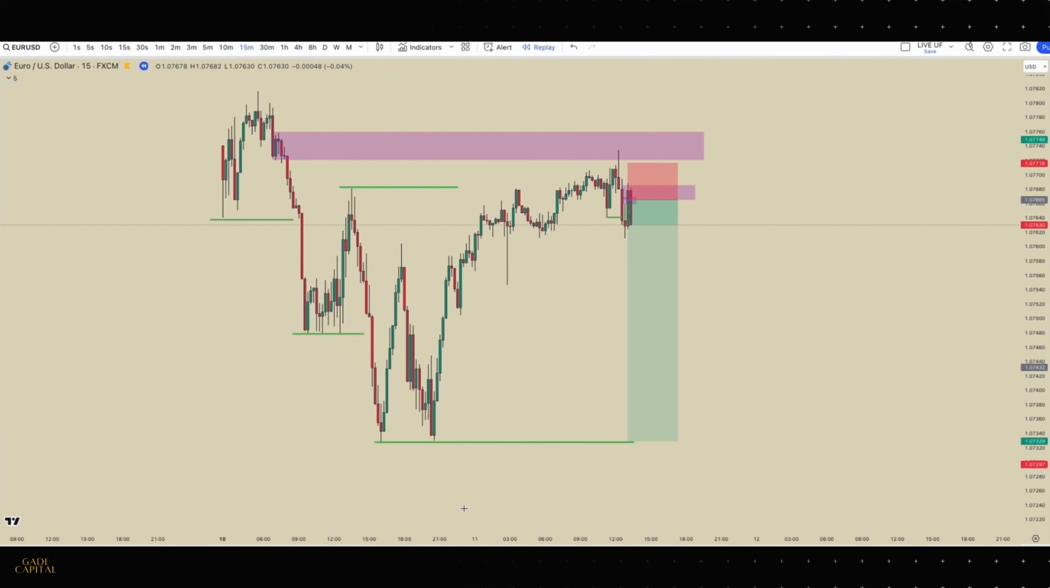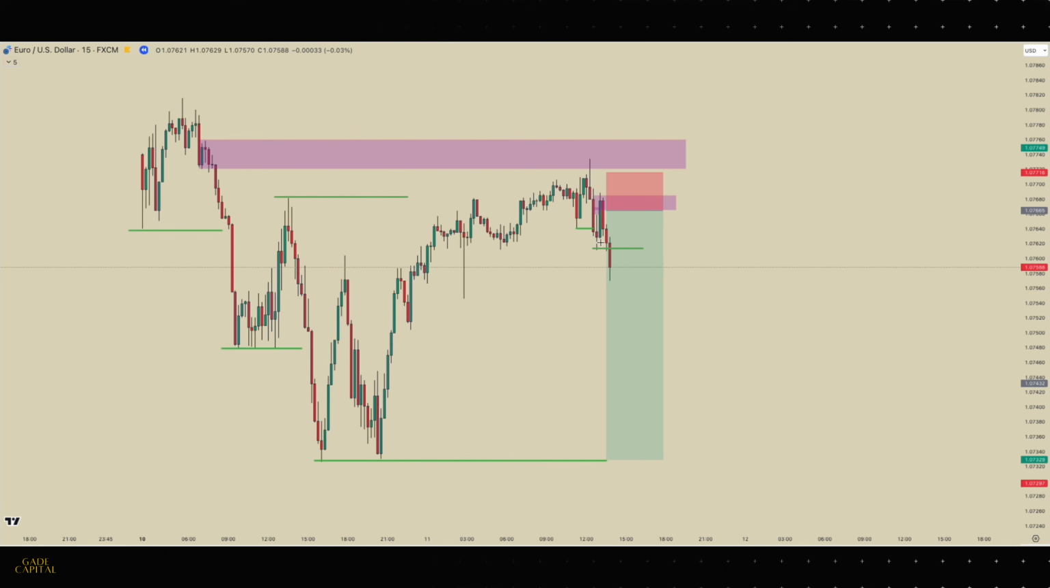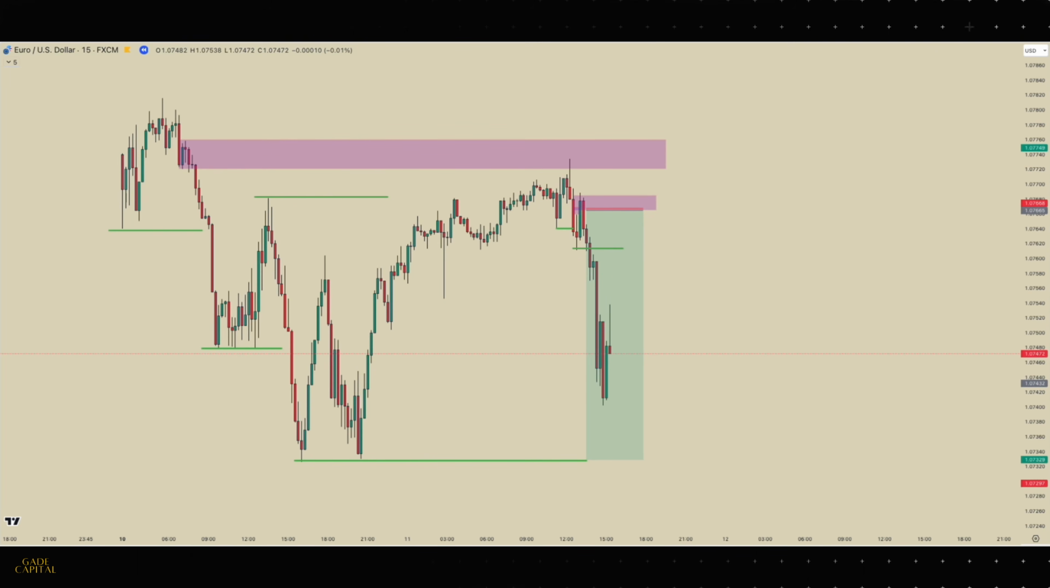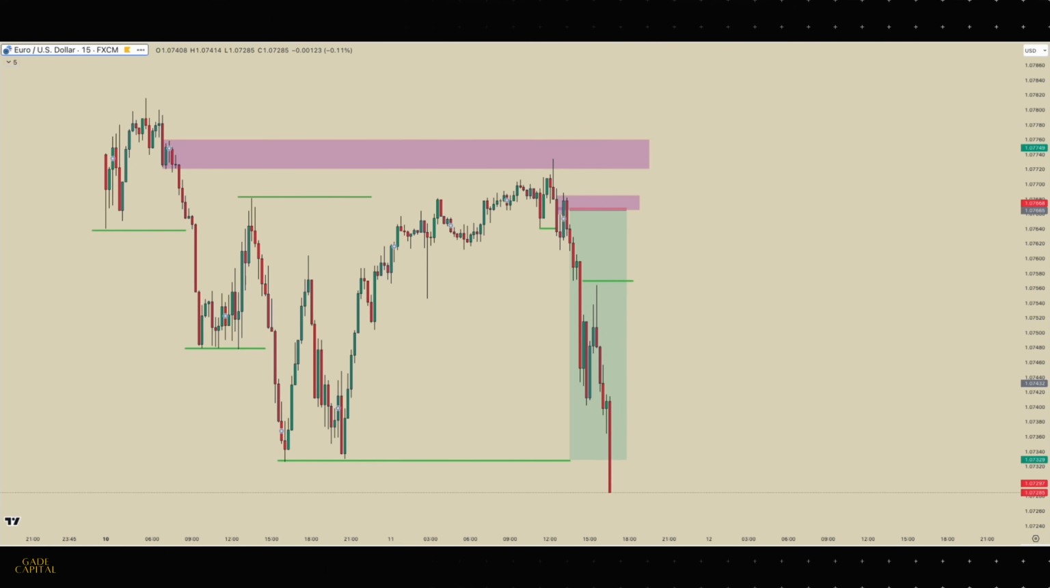So here is our entry. Once price breaks this low, we will go to break even. Price has broken this level, so we will go to break even and put our stop loss at our entry. Again, price created this imbalance. This candle wicked and filled 50% of this imbalance. So we can trail our stop loss here. And here, either you can take profit or you can trail the stop loss again.